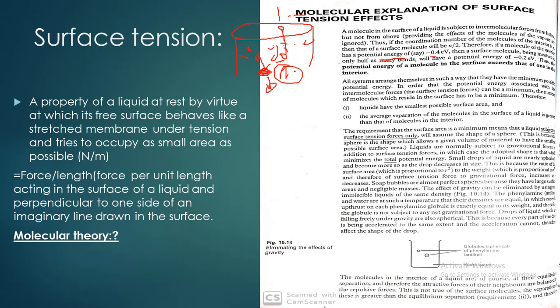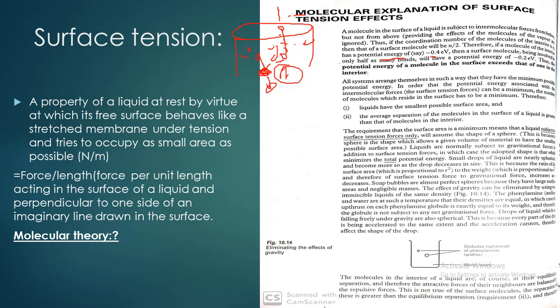Remember from electrostatics, from the concept of gravitational motion, it is necessary to relate that potential energy is given by a negative value. So if the potential energy inside is negative 0.4 eV, remember the difference is the potential difference between one molecule and the other. Then on the surface, a molecule is involved in only half of the many bonds, because this potential energy relates to the interaction between one molecule and the other.